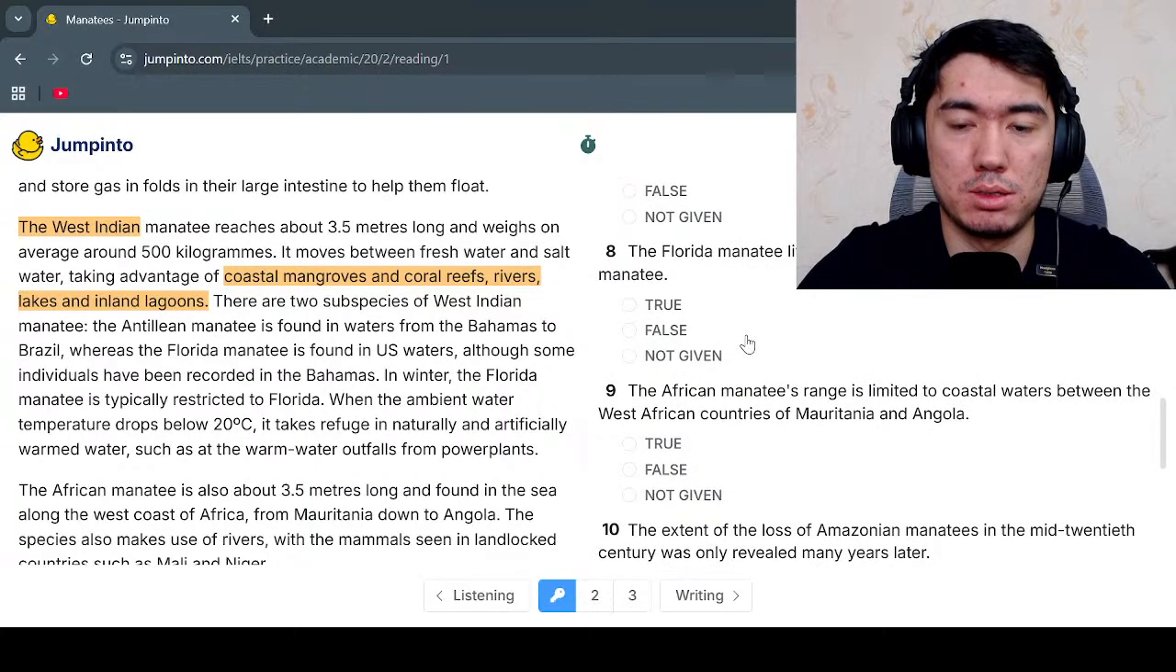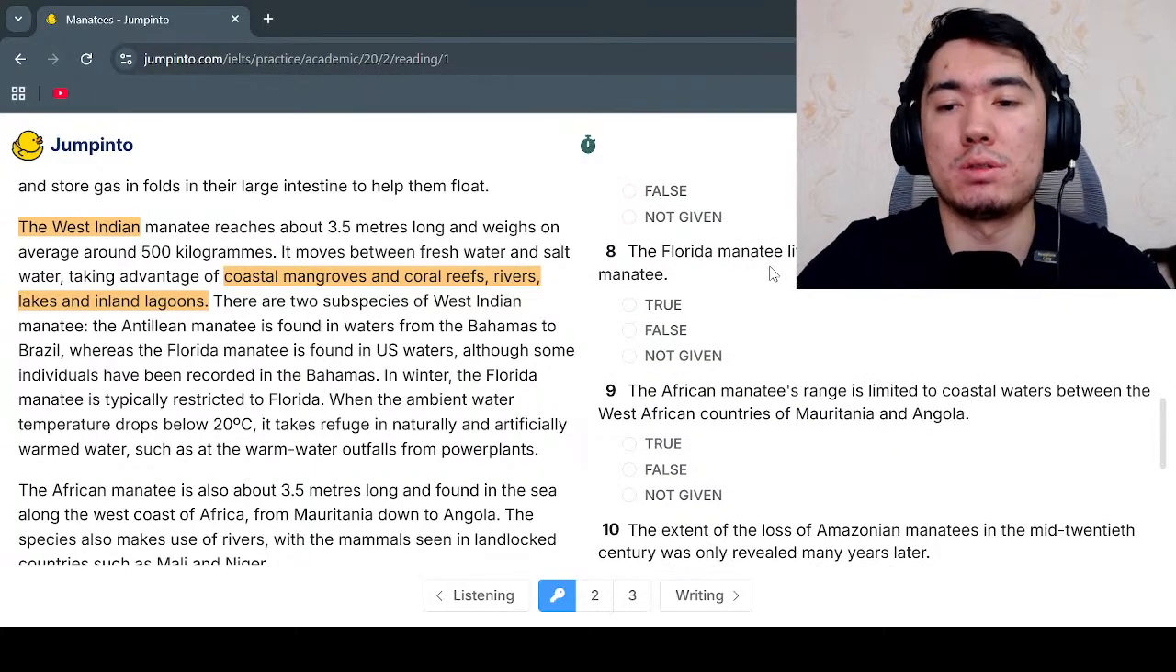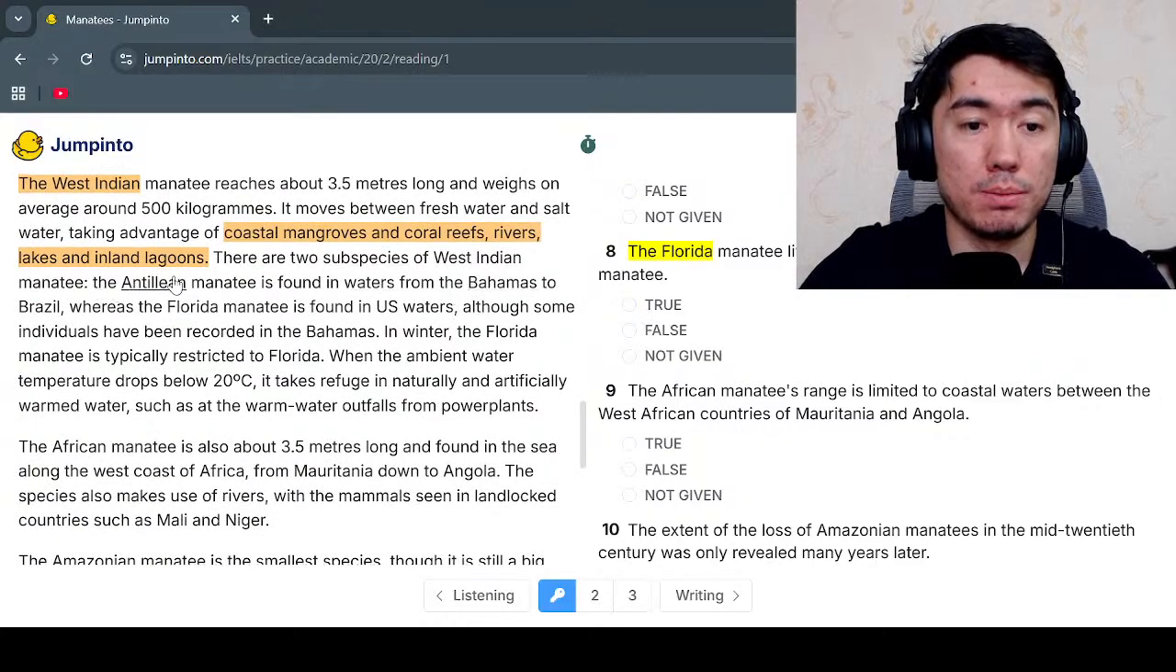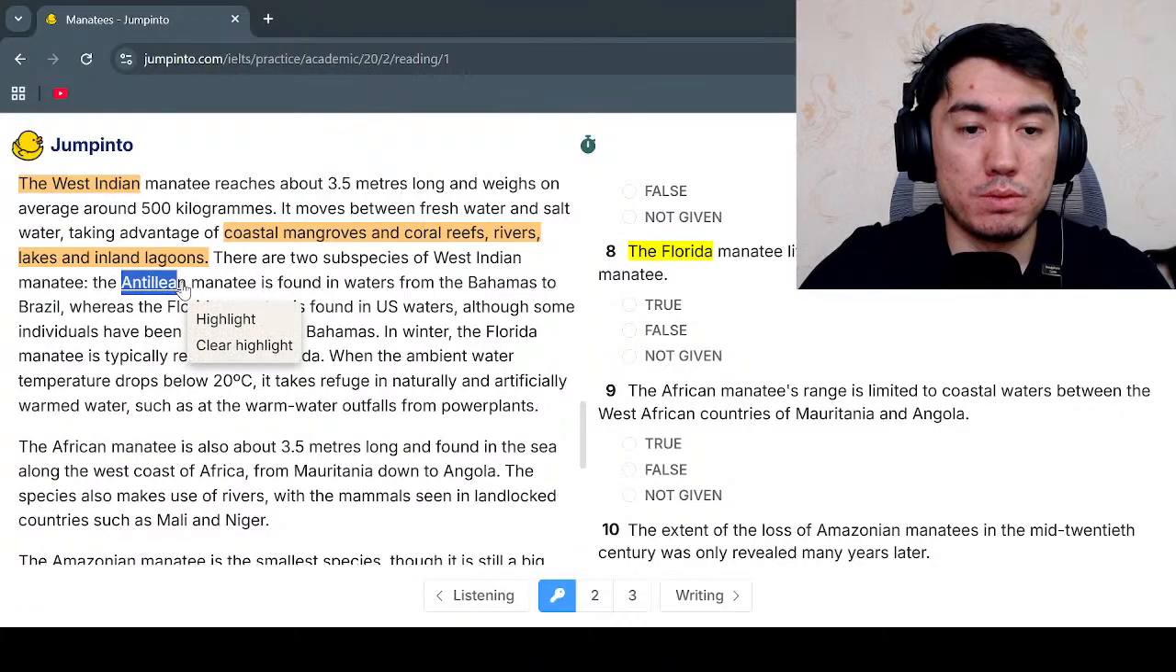So different habitats. The Florida manatee lives in warmer waters than the Antillean manatee. Okay, the Florida. So this Florida and this Antillean are the location keywords. Warmer waters. I need the comparison of temperature of these two waters these fish live in. There you go. The first one. Is found Florida. Have been recorded in Bahamas. Typically restricted, ambient water temperature drops below. It takes refuge in naturally and artificially warmed water, such as the warm water outfalls.